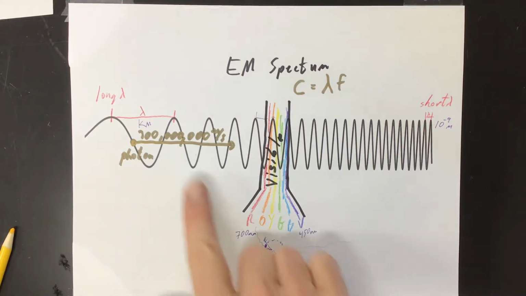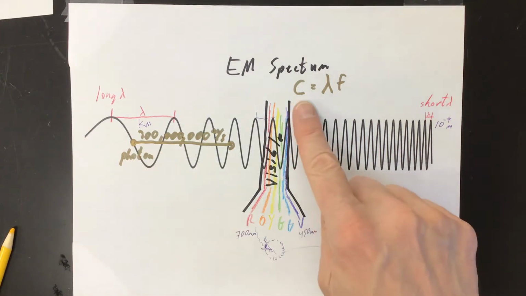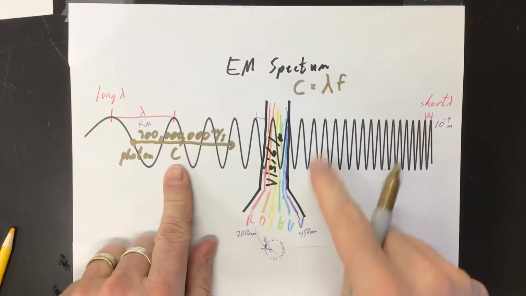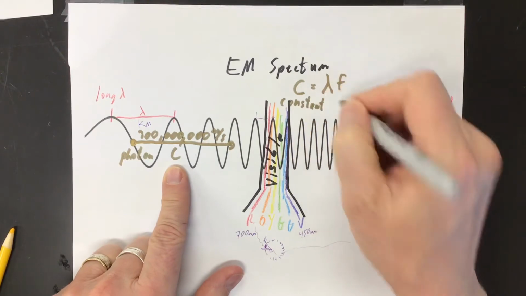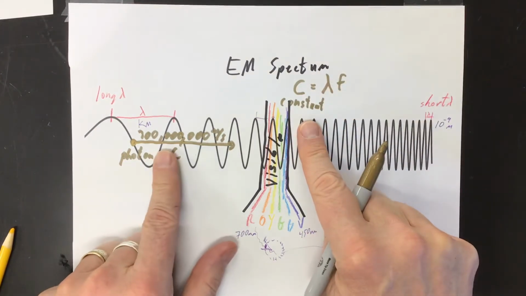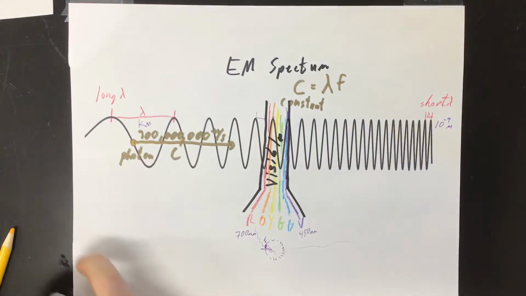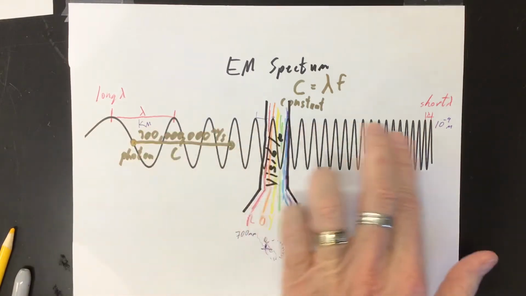That's pretty fast, and that's the speed limit for the universe. Nothing goes faster than light. But the speed of light, c, is a constant. So light travels 300 million meters per second, period. That never changes. But you'll note, we start at the long wavelength end, and the wavelengths get smaller and smaller.